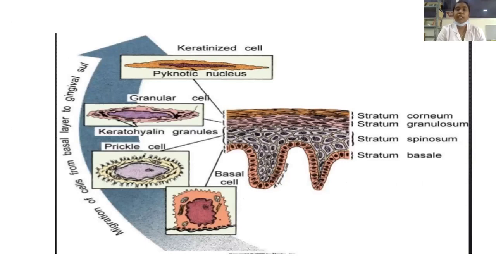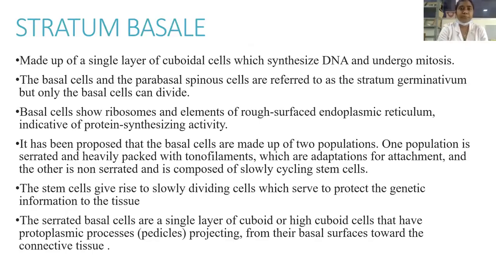So how does the last keratinized layer form from the basal layer? First comes the basal layer, then the prickle cell layer. So this is the migration of cells from the basal cell layer to the gingival sulcus. So the prickle cell layer, then comes the keratohyaline granules. The granular cell can be seen. At last, the pyknotic nucleus can be seen.